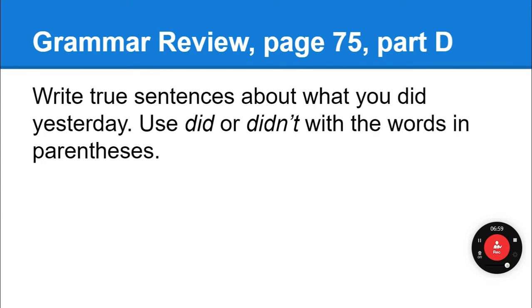Last one, write true sentences about what you did yesterday. Use did or didn't with words in the parentheses. So you could say, I did take a shower, or I didn't take a shower. I did eat breakfast, or I didn't eat breakfast. I played a phone game, or I didn't play a phone game. I did do homework, or I didn't do homework. I went to bed late, or I didn't go to bed late.